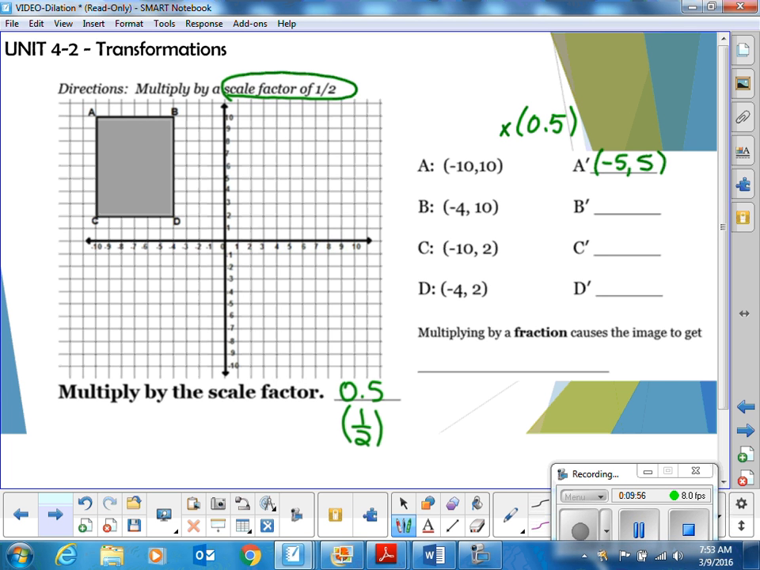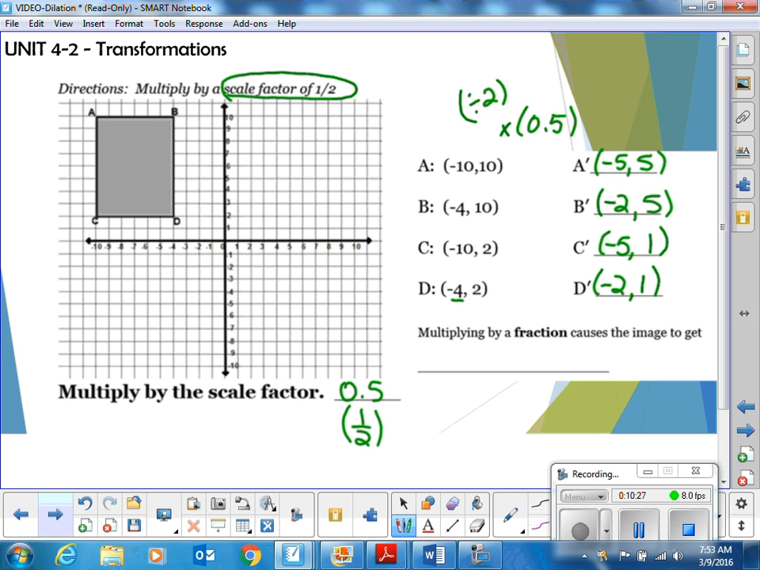Or if I use my calculator, you can just simply take the number times 0.5, or divide by 2. That will work too. You can do either one. Half of negative 4 is negative 2. Half of 10 again is 5. Half of negative 10 is negative 5. Half of 2 is 1. Half of negative 4 is negative 2. And half of 2 is 1. So now all I have to do is graph it.